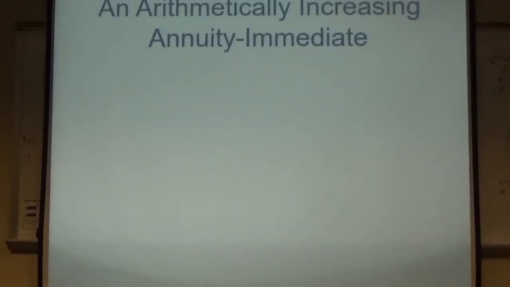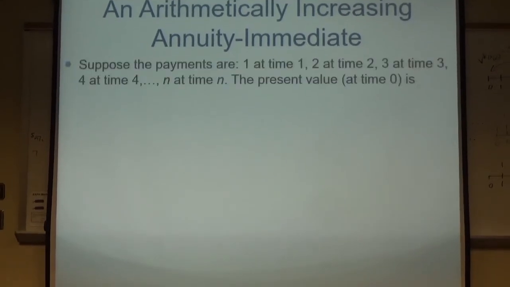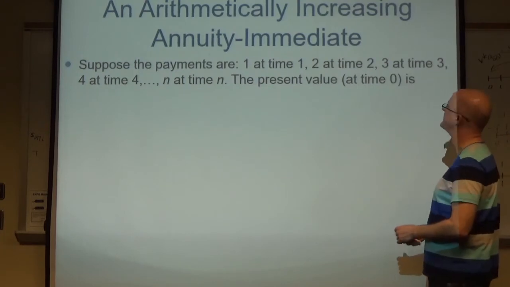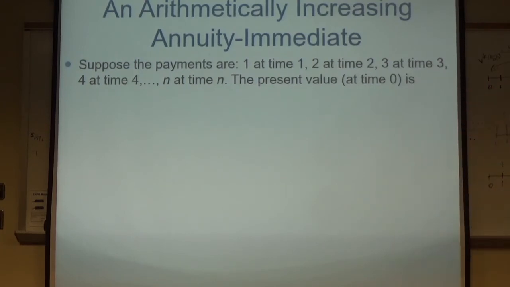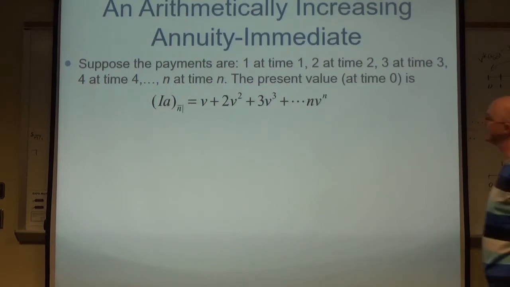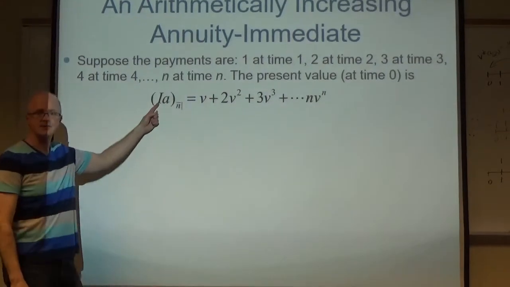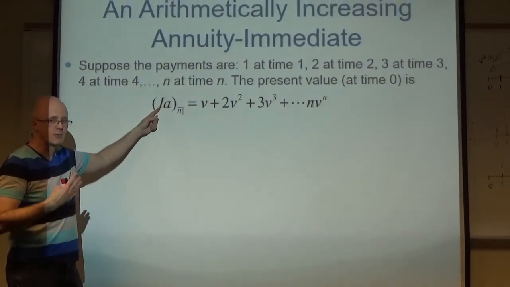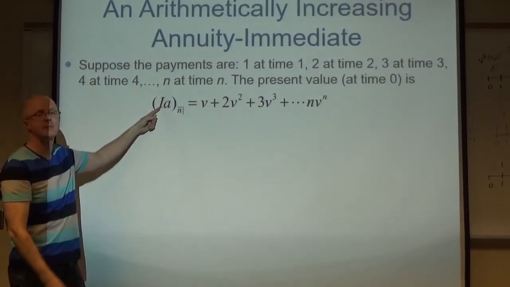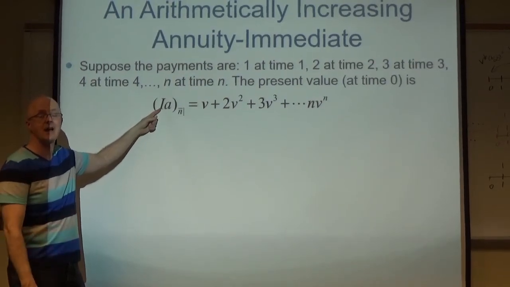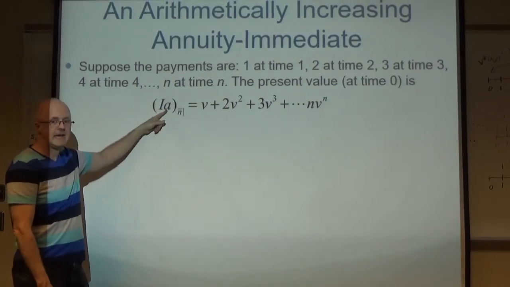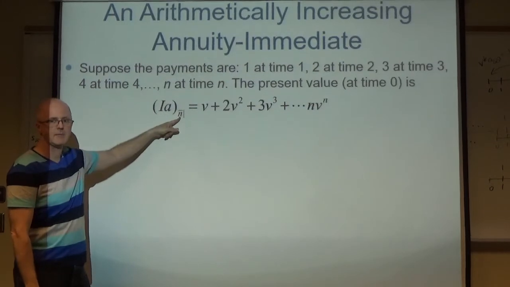How about an arithmetically increasing annuity immediate, which is actually a more common thing to think about? Suppose the payment is 1 at time 1, 2 at time 2, 3 at time 3, in general n at time n. What's the present value? Well, symbolically, it's denoted by this thing. The I stands for increasing. It's arithmetically increasing, going up by the same amount each time. There's not a common ratio, but instead a common difference. The A stands for present value. The n stands for n payments.